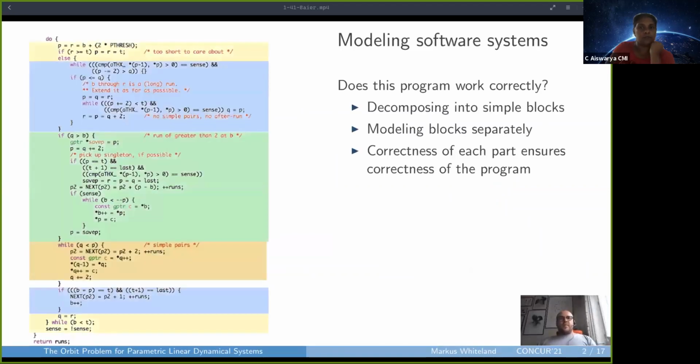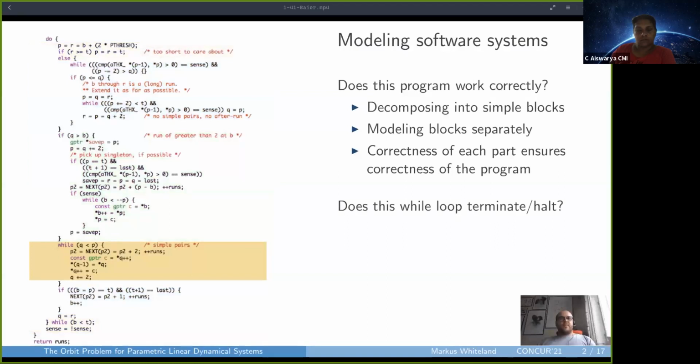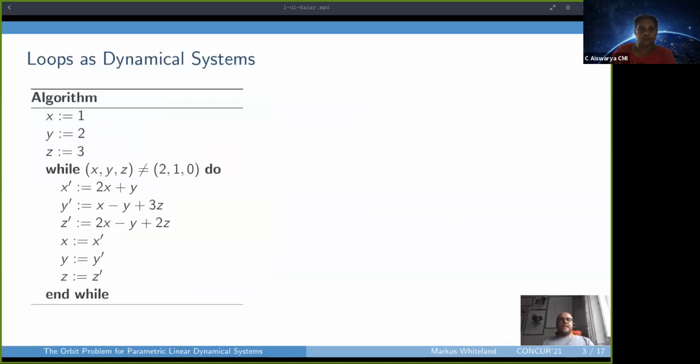In order to analyze a program, we might consider the building blocks of the program itself. The idea is that if the smaller parts work correctly, then so does the whole program. Here we have some conditional blocks and some loops. When considering a loop, a natural question is, does this loop halt? Let's have a closer look at a simple while loop and how one would model it as a dynamical system.